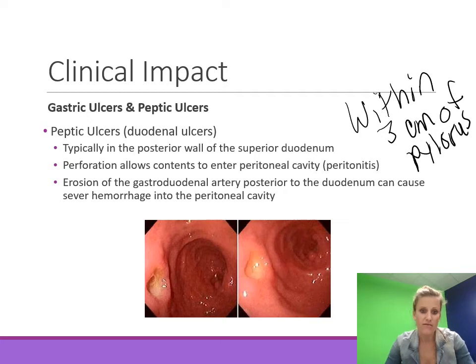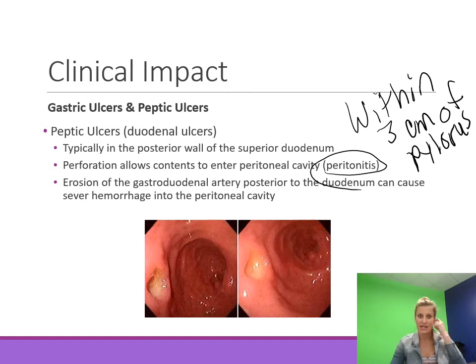Perforation of the duodenum can allow contents of the duodenum, so the chyme that comes from the stomach, to enter into the peritoneal cavity. And this is problematic, obviously, and can lead to peritonitis or an irritation and inflammation of the peritoneal membranes. Erosion of the gastroduodenal artery that is just posterior to the duodenum can lead to a severe hemorrhage into the peritoneal cavity.